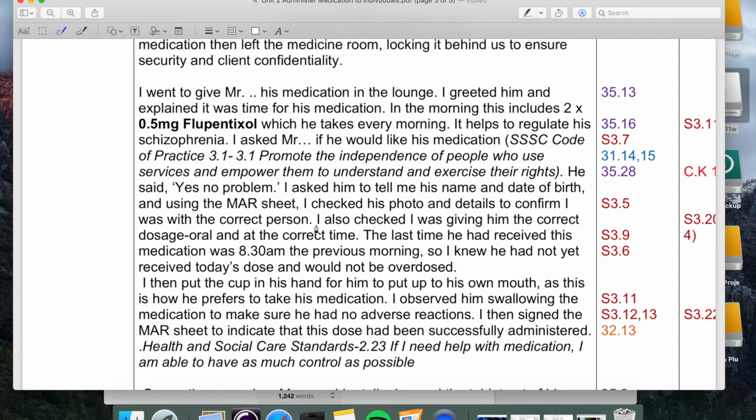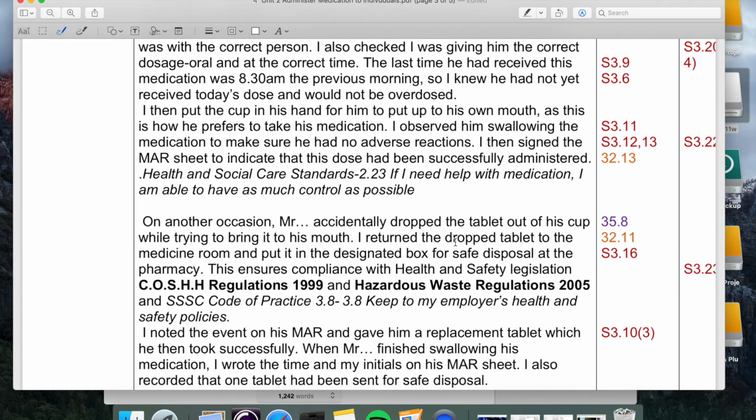time. The last time he had received his medication was 8:30 a.m. the previous morning, so I knew he had not yet received today's dose and would not be overdosed. I then put the cup in his hand for him to put up to his mouth, as this is how he prefers to take his medication. I observed him swallowing the medication to make sure he had no adverse reactions. I then signed the marksheet to indicate that this dose had been successfully administered.